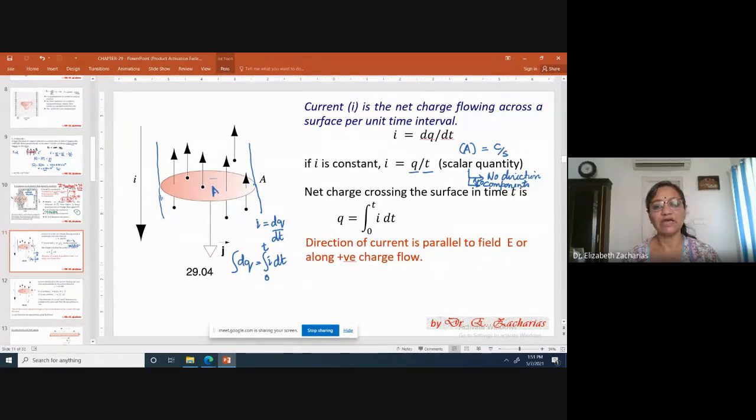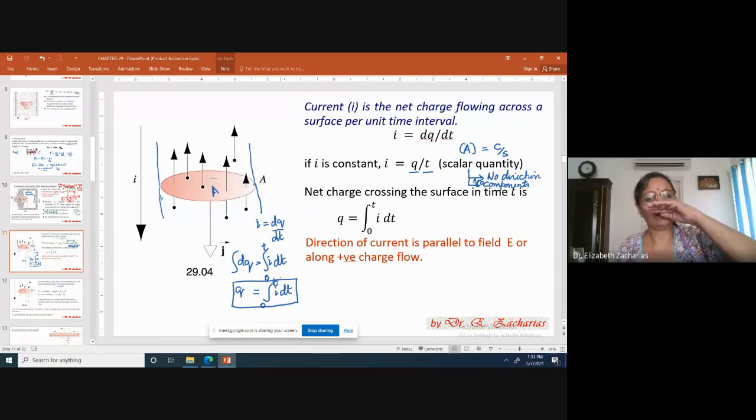So if I do that, I will get integral I dt. And on the left-hand side, what will I get? I will get q. Or I will get q equal to integral I dt. So this is the equation that's going to give me the amount of charge that crosses a cross-section of the wire, a cross-section of the conductor in a time t seconds.